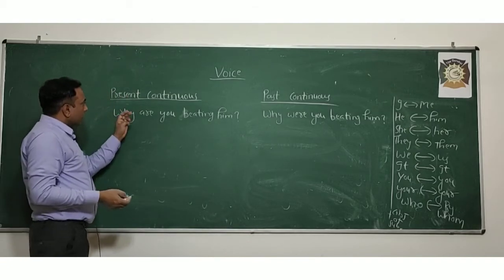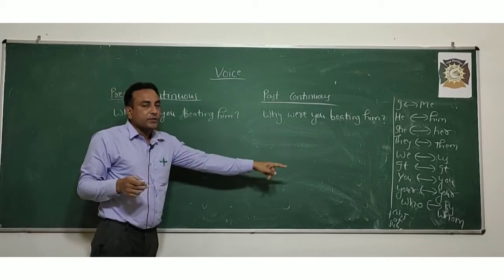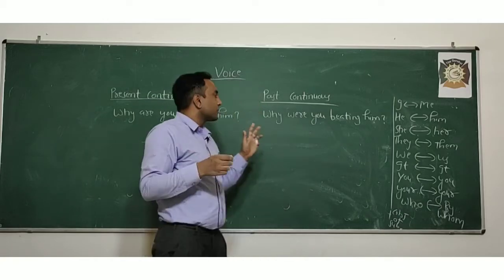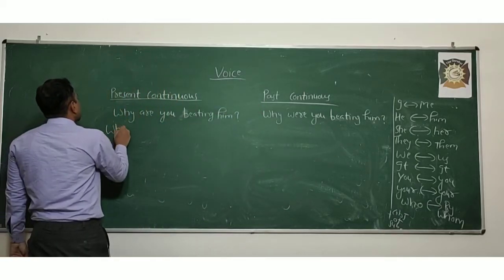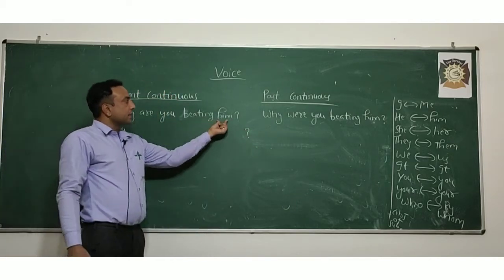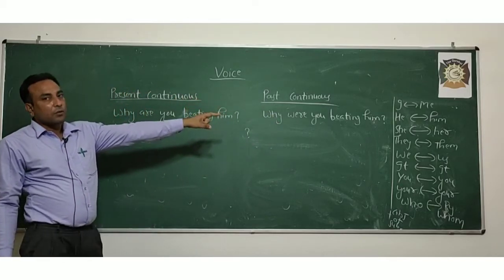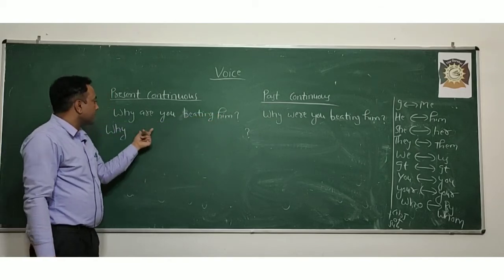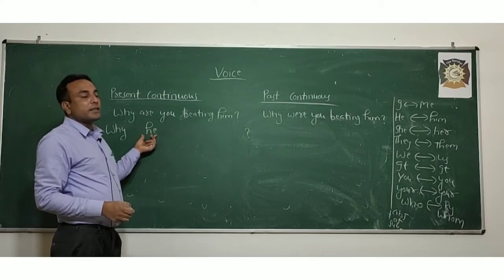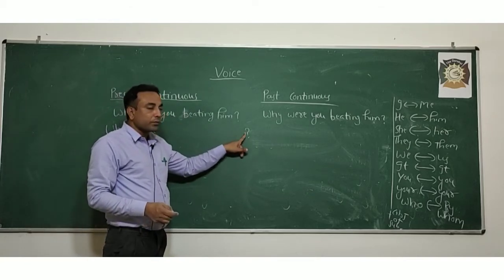First of all, forget why, because only who is changed into by whom, as I have written here. The rest of the members of the WH family remain as they are. So write why as it is, and we have to keep a question mark at the end of the sentence. Him changes into he, because they are interchangeable. That's why I have made the arrow on both sides. So him becomes he. Why he? And is he singular or plural? He is always singular.